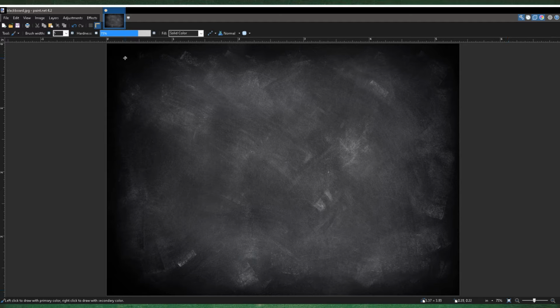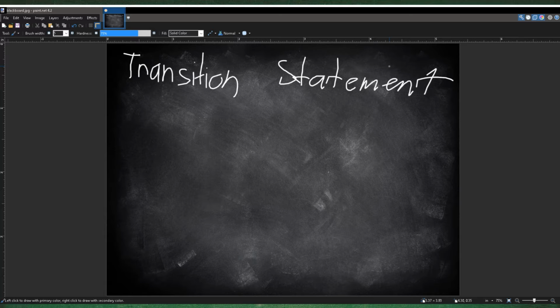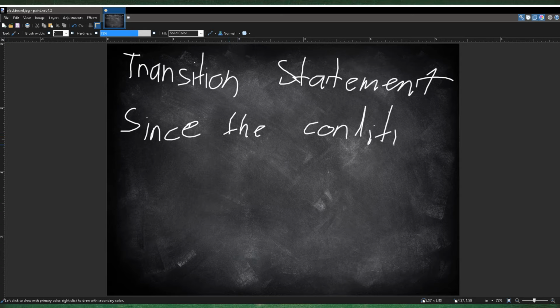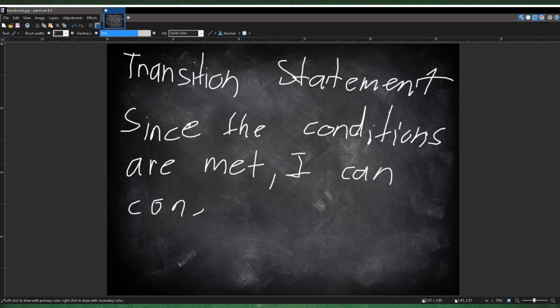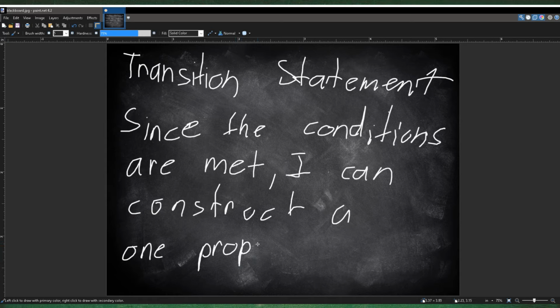After that, once you check for conditions and you say you could use the test, you have to write it out. So you have to write the transition statement, which you could basically just write like this. Since the conditions are met, I can construct a one proportion test. So that's basically all you have to write.